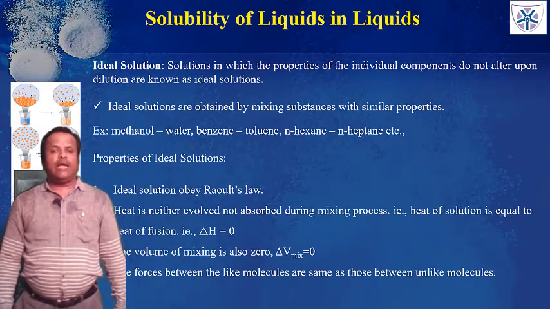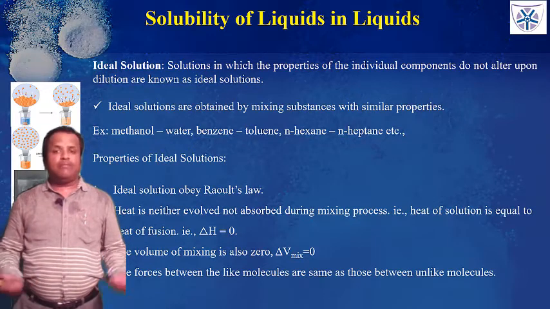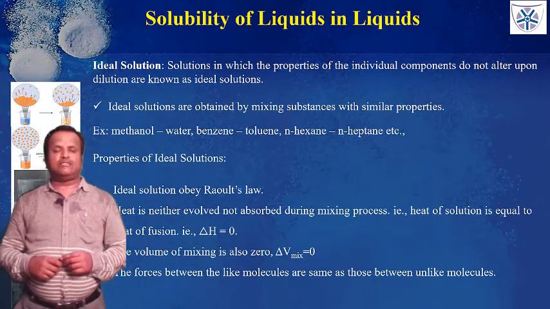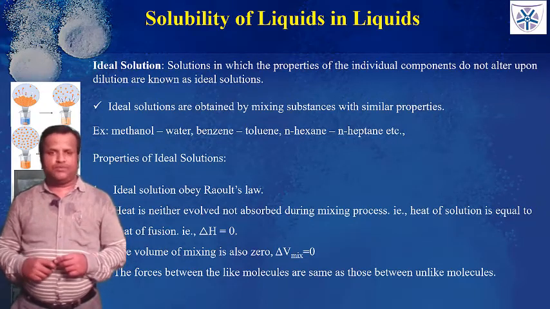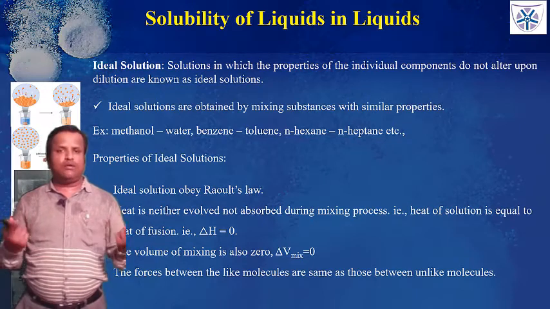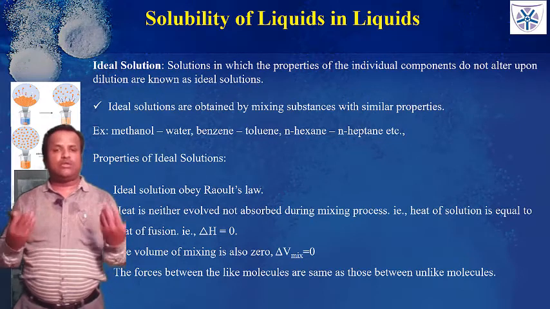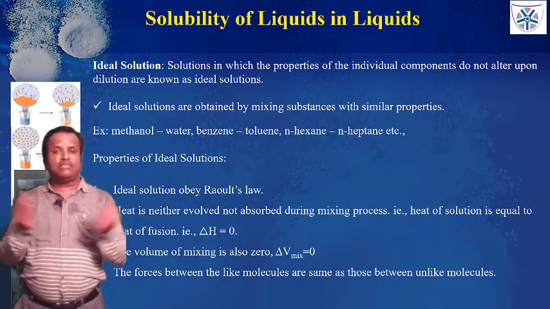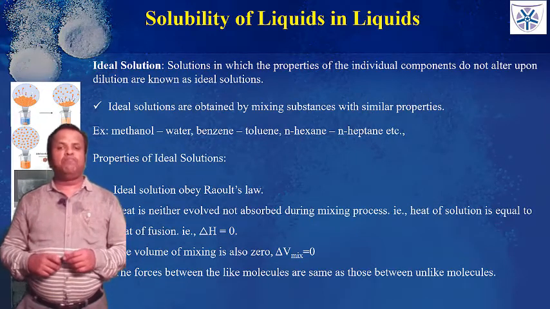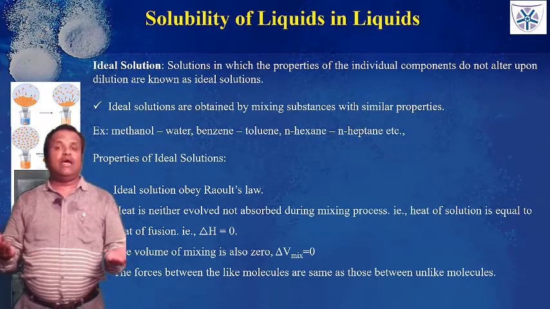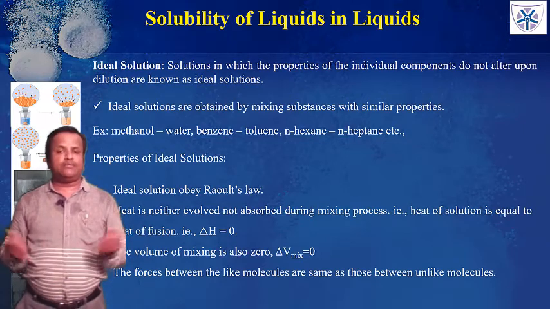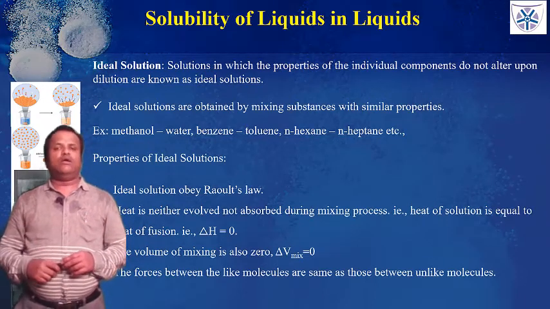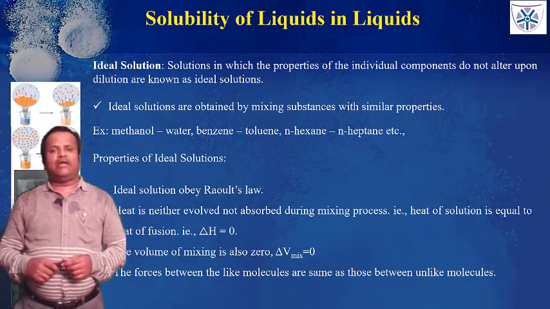Ideal solutions are obtained by mixing substances with similar properties, as we saw in the previous slide. For example, methanol and water. The dielectric constant for both is high, and they also come under the polar protic solvents. So we can give the example of adding methanol and water. The second example, benzene and toluene, and in the same way n-hexane and n-heptane solutions mixed, come under the examples for ideal solution.